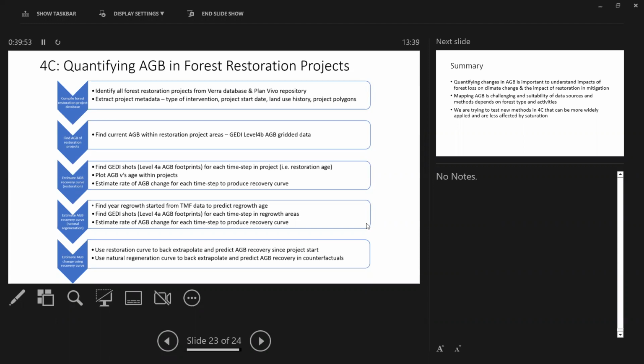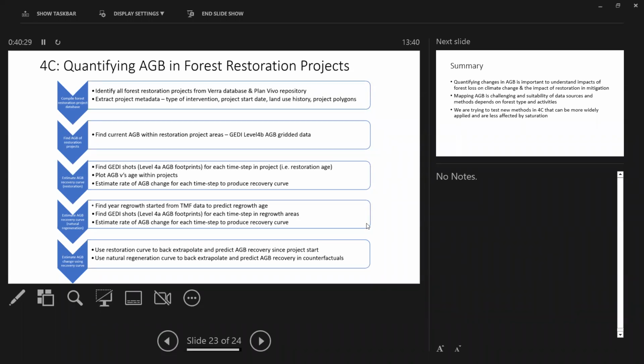So the idea then would be to find the GEDI shots within each time step in a project. As I said, you can have a single project that did planting in a part of their project for any given year, and then another area for another year. So we need to make sure we understand the start date and find all of the footprints within each time step in the project and use that as an estimate of restoration age. We can plot the biomass versus age within those projects and try to estimate a rate of biomass change across all the projects for a region, for example.